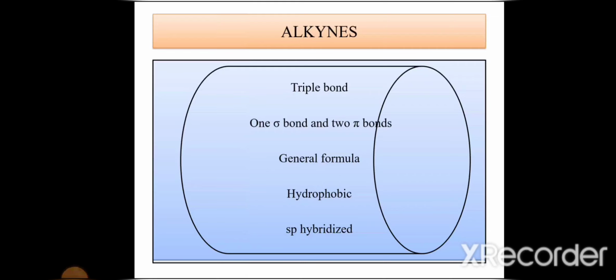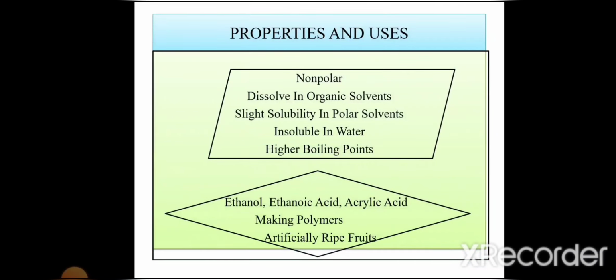Alkynes are molecules that contain a triple bond between two carbon atoms. The triple bond is made up of one sigma bond and two pi bonds. The alkynes have the general formula CnH2n-2. It is hydrophobic in nature. The carbon is in the sp hybridized state. Alkynes are non-polar and are unsaturated hydrocarbons with physical properties similar to alkanes and alkenes. Alkynes dissolve in organic solvents, have slight solubility in polar solvents and are insoluble in water.